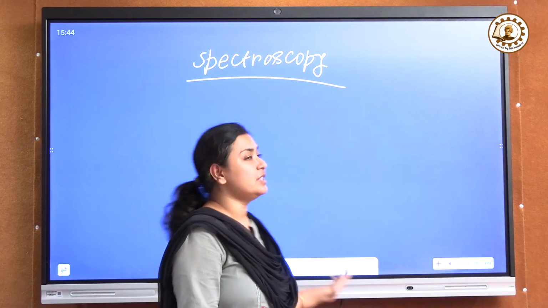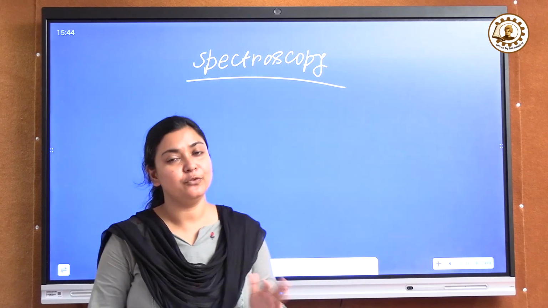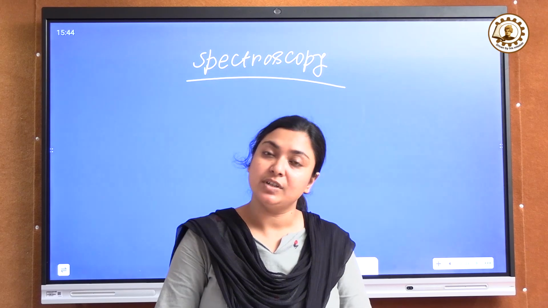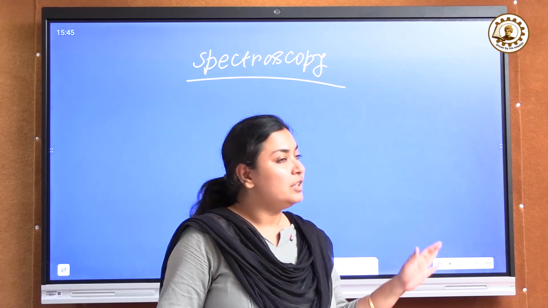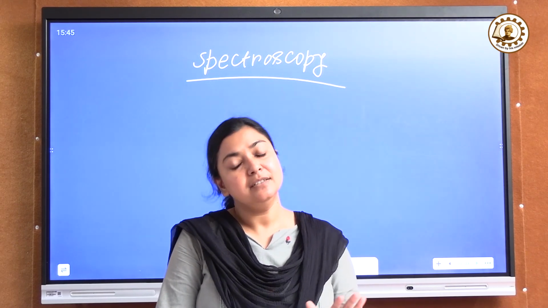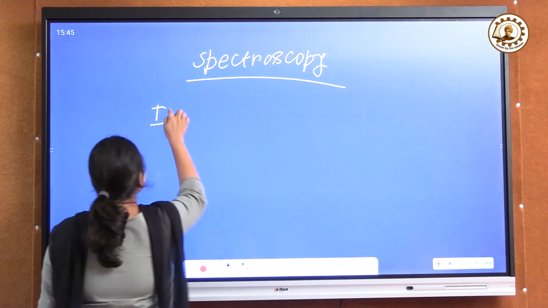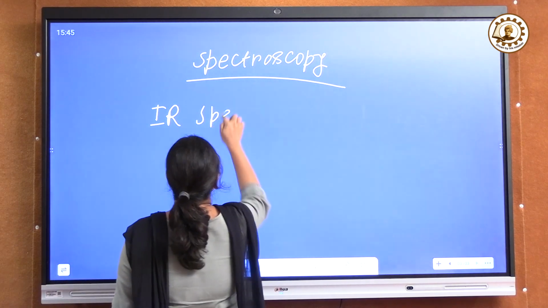So, today's topic is spectroscopy. We have already started spectroscopy. We have completed UV spectroscopy, rotational and vibrational spectroscopy. Today we will learn about another spectroscopy step. Okay. So, first one is IR spectroscopy.